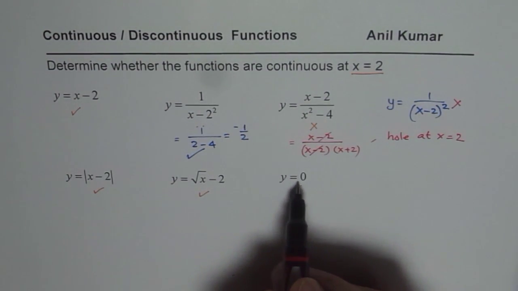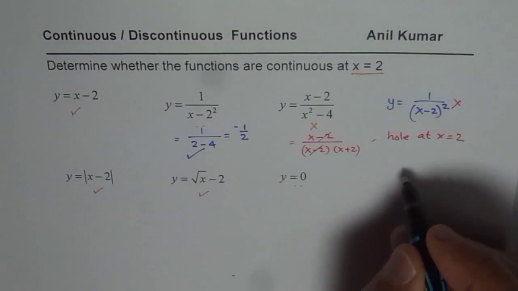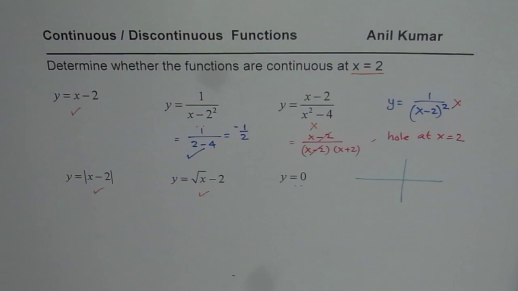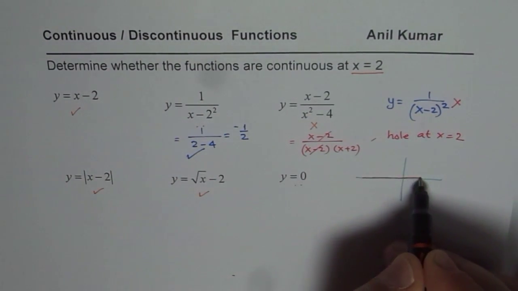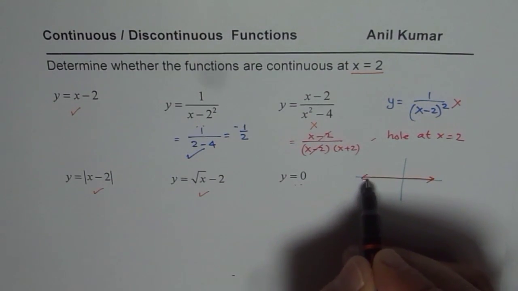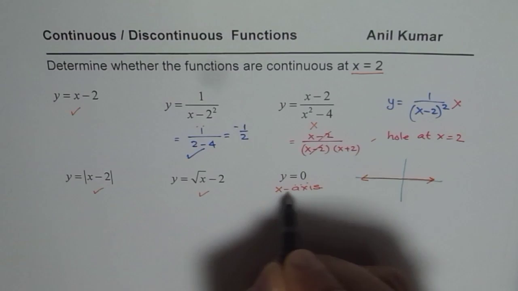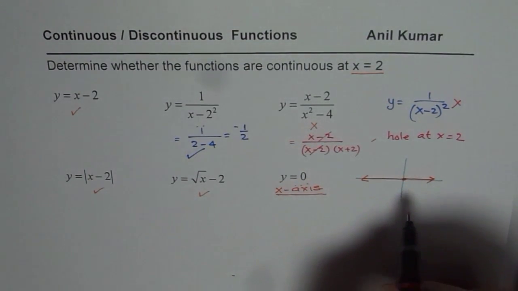Now with y equals 0, what does that mean? y equals 0 really means that, can you draw this function? y equals 0 means it is a function which is 0 always. Do you understand? So the x-axis, we are talking about the x-axis here. So many students really get confused. They may put a point here and they may get lost.